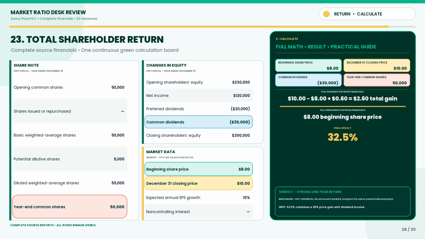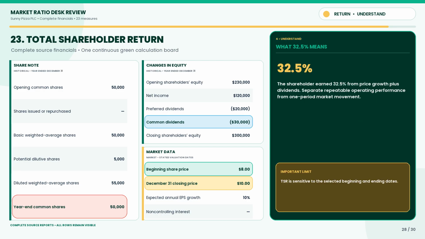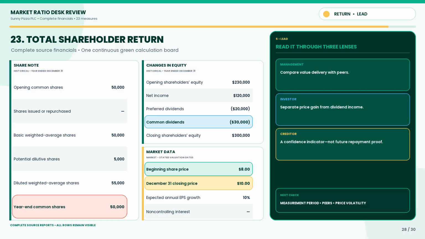32.5% total shareholder return combines the increase from the $8 beginning price to the $10 ending price with the 60-cent dividend. The market uses TSR to evaluate the shareholder's complete historical return over a stated period. Management may use it to assess value delivery relative to peers. Investors separate price gain from dividend income. Creditors treat TSR as a market confidence indicator only. Strong historical returns do not prove future repayment capacity.